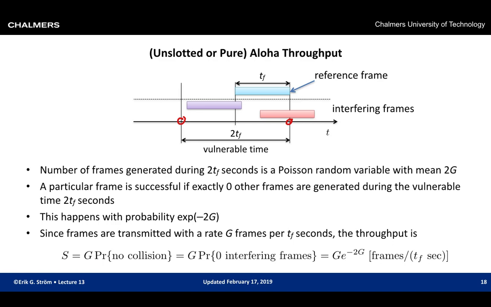So what is the probability for success in this case? Well, it's the probability that there are no frames being generated during this time. Let me repeat that. We have a success when there are no interfering frames being generated during this time. So what is the probability for that? That's what we would like to compute. But before we do that, this time when we get a collision is called the vulnerable time, or the vulnerable duration. And in this case, it's twice the frame duration.